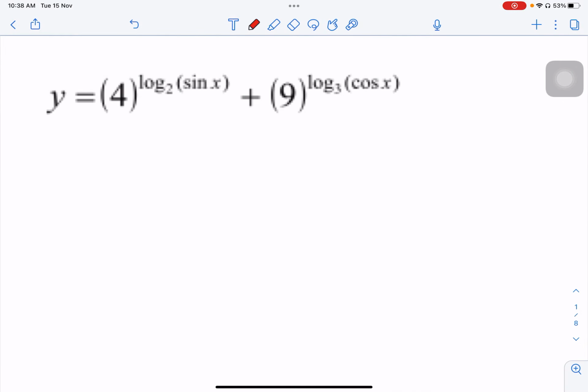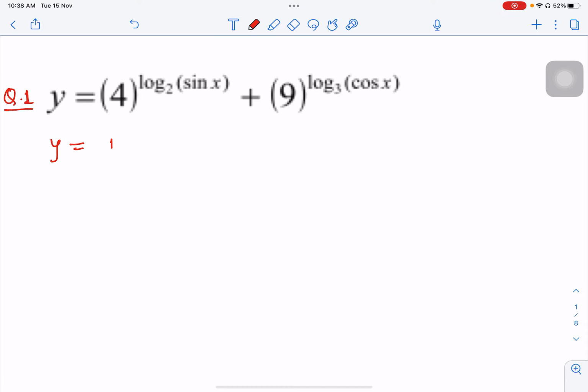Yeah, welcome guys. Today we'll see the important question for HSC 2023. So the first question is y equals 4 raised to, what do we have?